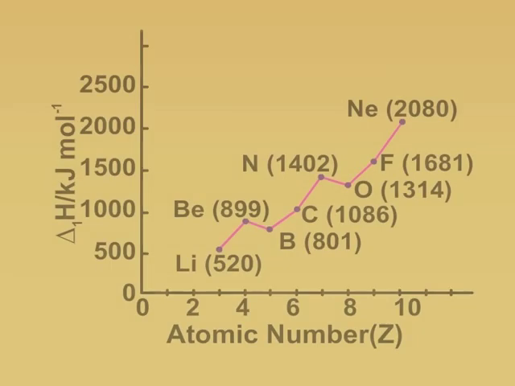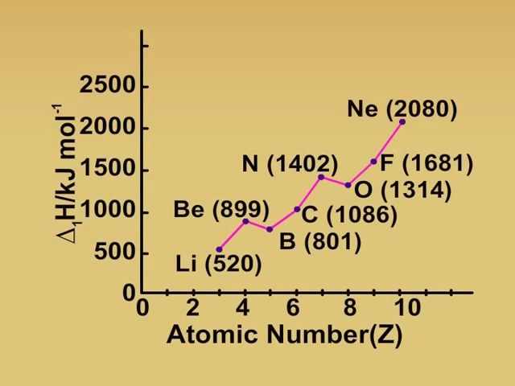Look at the graph. The first ionization enthalpy of neon is highest as neon has a closed shell stable electronic configuration. So it is very difficult to remove an electron from its valence shell.